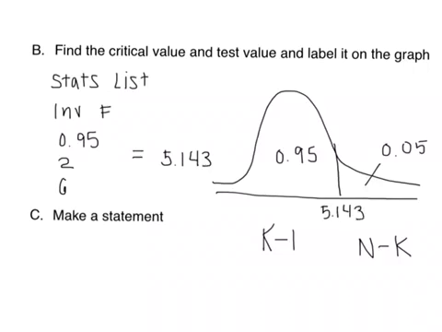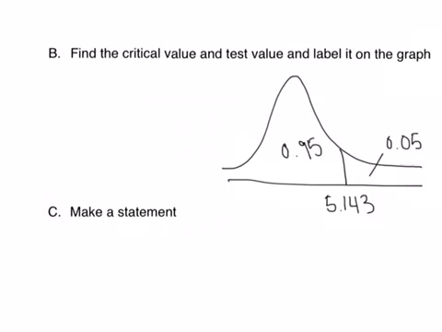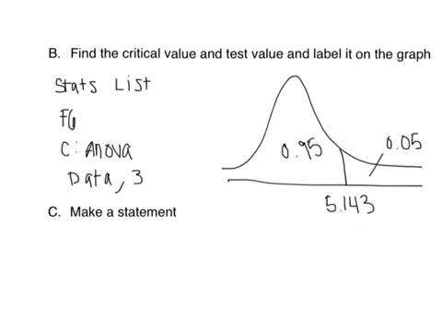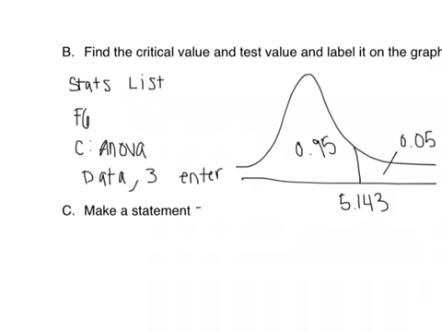Next, to find the test value, we go to stats list and enter all of the values in list 1, 2, and 3. And then F6, see ANOVA, and make sure it says data and 3, and then click enter. And that gives you a test value of 1.553.